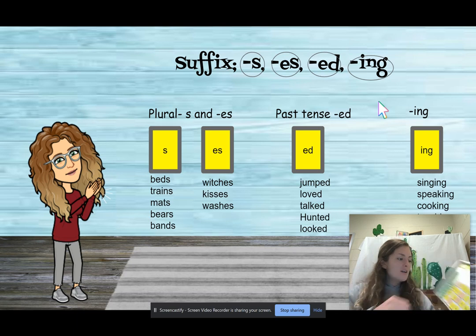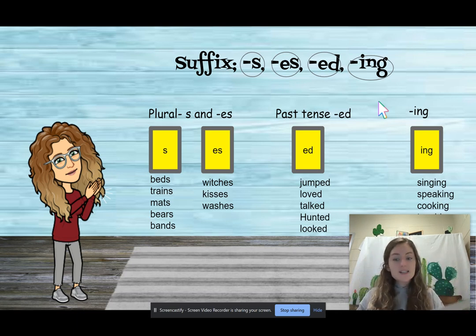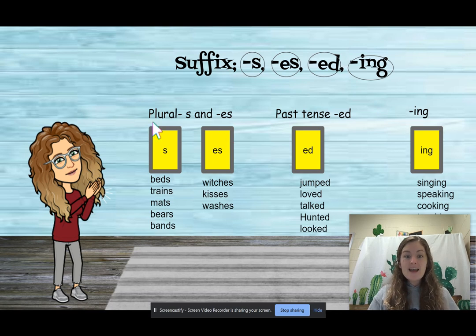Great job. All right, now we're going to move on to suffix ES. Now, we did not talk about this a lot last year. We probably talked about it a couple times, but there are certain words whose end sounds make it so we have to add ES instead of just that S at the end.